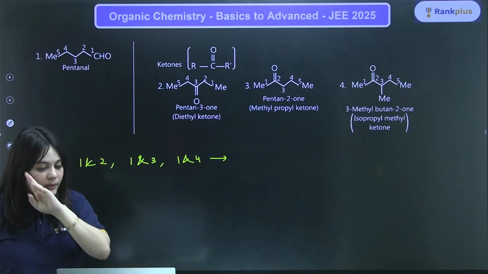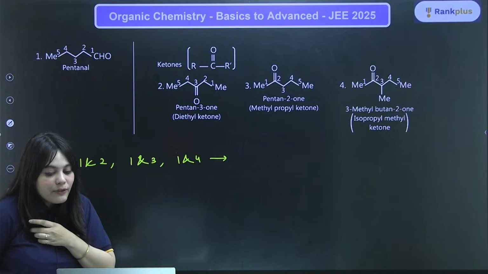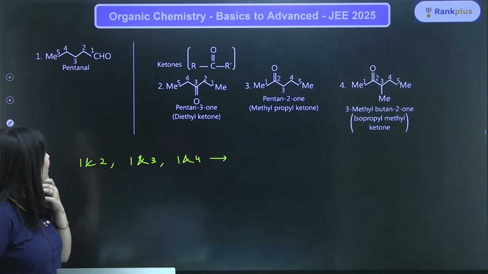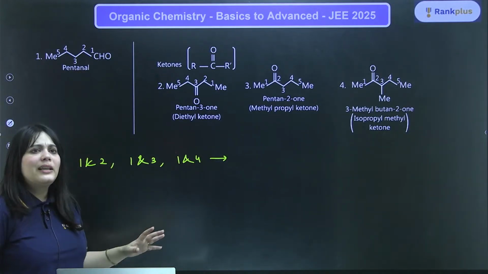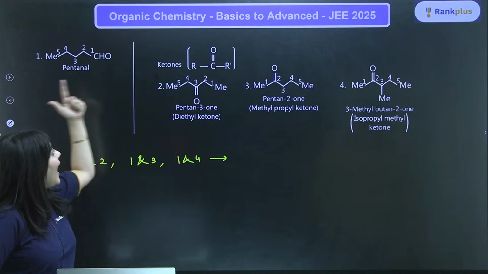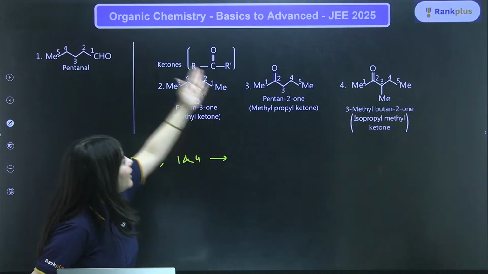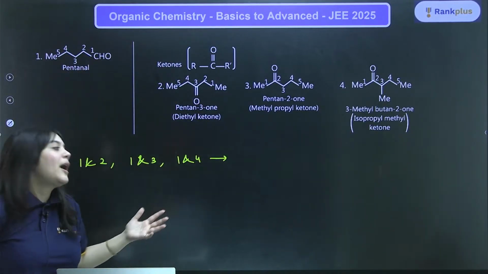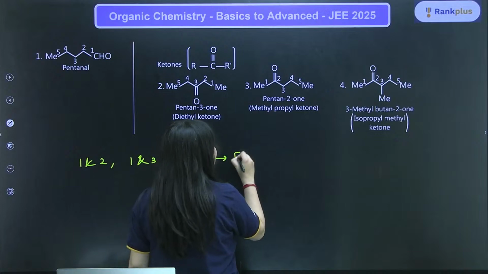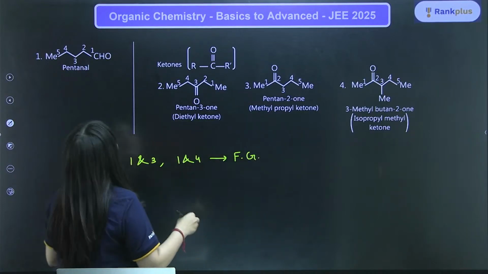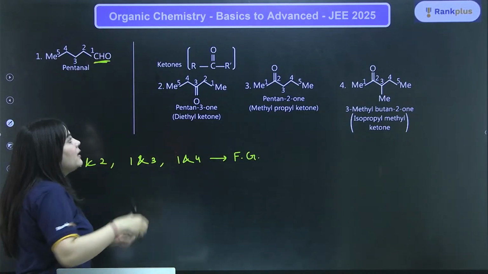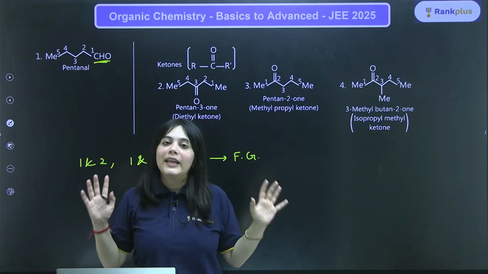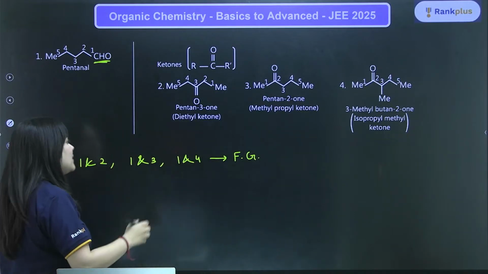Okay, 1 and 2 are functional group. Ankit Singh is really fast. 1 and 2 functional group, absolutely. Actually 1 and 2, 1 and 3, 1 and 4, all of them are functional group isomers. Why? Because here an aldehyde group is present, and in all these 3, a keto group is present. So these are functional group isomers, absolutely.